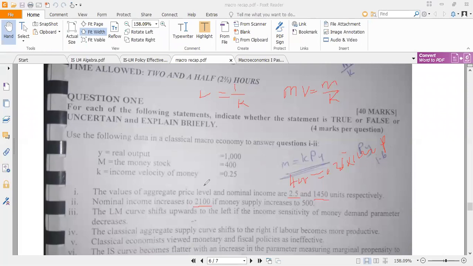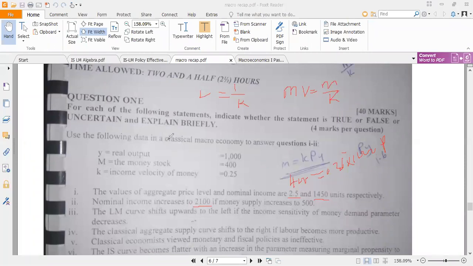For the questions where the answer is uncertain, normally you need more information before you can either reject or accept the statement that they give you. If they give a statement and they've left out some information, then you have to be uncertain, whether it would be true or false. Then you state that you need that information before you can answer that particular question.